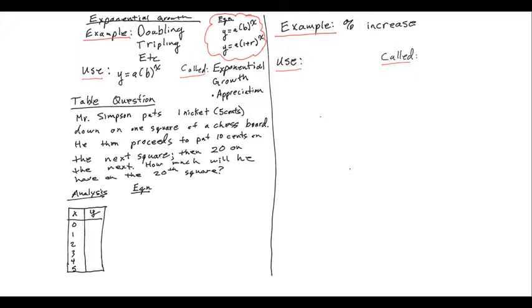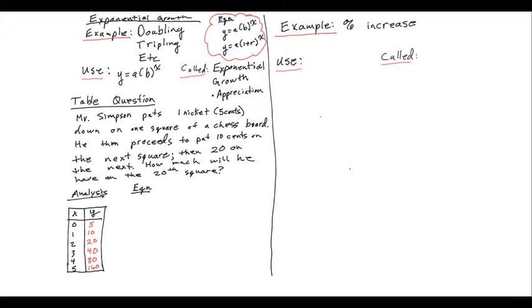So now, if I start with 0, we start on the first square, which is our starting value. We end up with 5. On the second square, we end up with 10. And then 20. And then 40. And then 40 times 2 is 80. And then 80 times 2 is 160. So these are the number of cents.